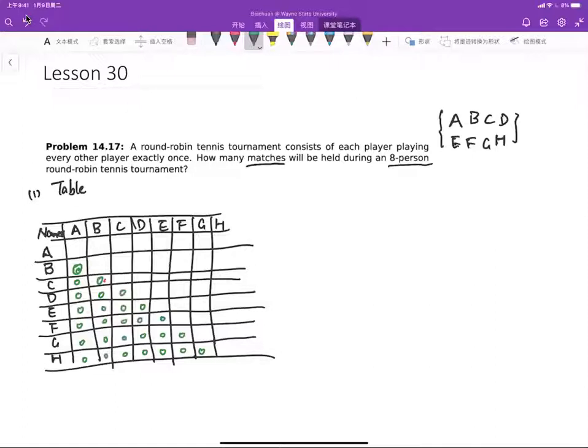You can see that A will not play the game with him or herself, right? And B will not play the game with him or herself, right? So all of the dots are below the diagonal. If you consider this as the diagonal of the table, you can see that all of the circles are below the diagonal. Or equivalently, you can put all of the circles above the diagonal. So they are equivalent. I mean, you can also put them there.